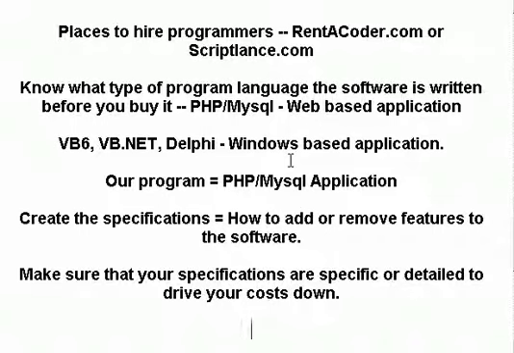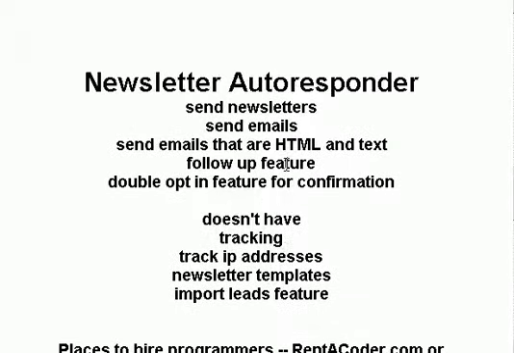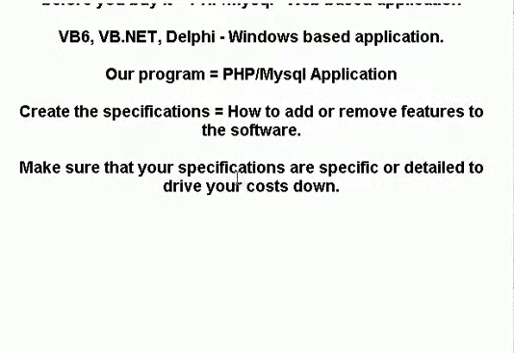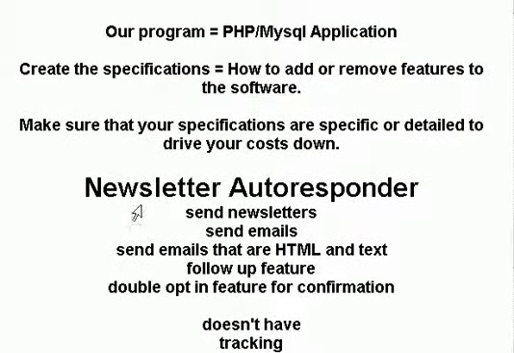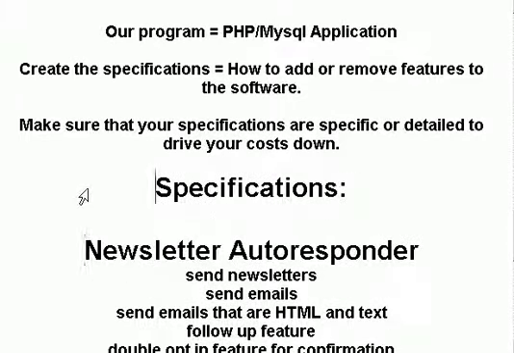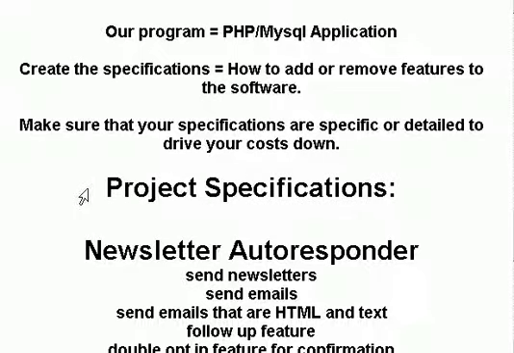And the question is, how do you become specific? So we'll scroll up here and we'll copy this, and I'll go back down here and paste it here. So your goal is to add features. Specifications. The reason why I want to type the specifications first is that you want to do this beforehand, and then after that you can go onto rentacoder.com or scriptlance.com and submit your project specifications.